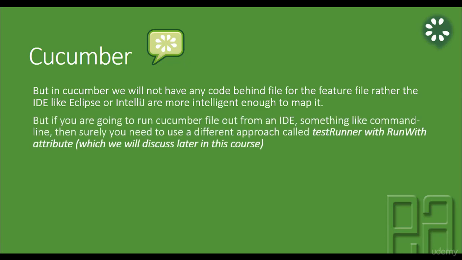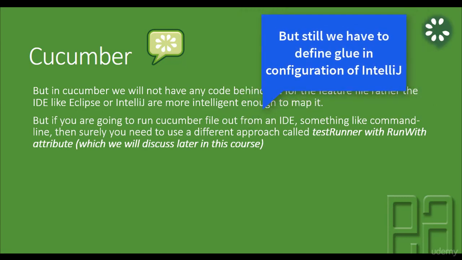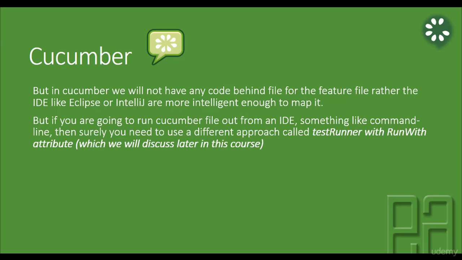But if you are going to run a Cucumber file outside of an IDE, something like a command line, then surely you will need to use a different approach called a test runner with the RunWith attribute. Again, these are kind of advanced, so we will be discussing them later in this course. But for now, just be informed that if you are going to run a feature file from within an IDE, then you can just run it like a normal Java file by right-clicking and running as a feature file, and the code will be executed.